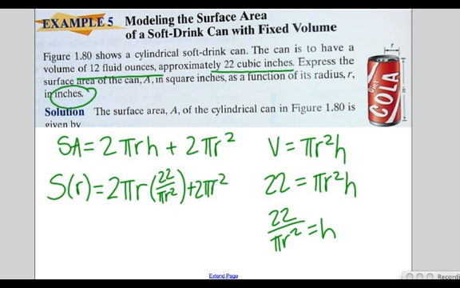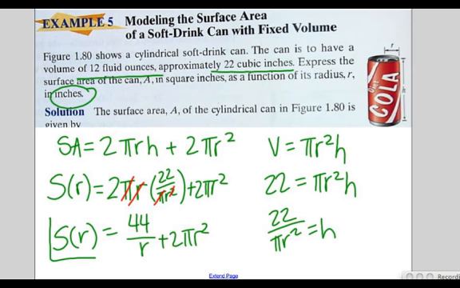Now if I simplify a little bit, it looks like this r is going to get rid of one of those. And we're going to have, and the pi's are going to cancel as well. So I'm going to have 44 over r plus 2 pi r squared. And that's going to be my surface area in terms of the radius.